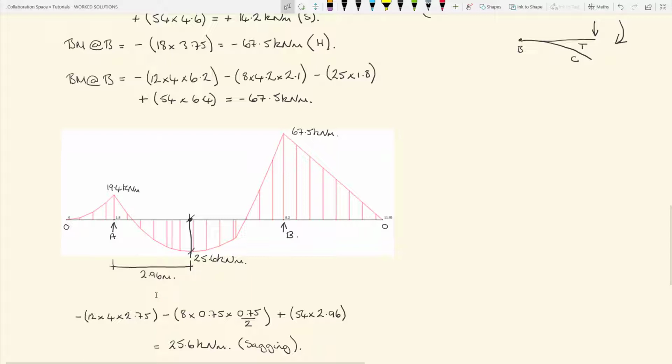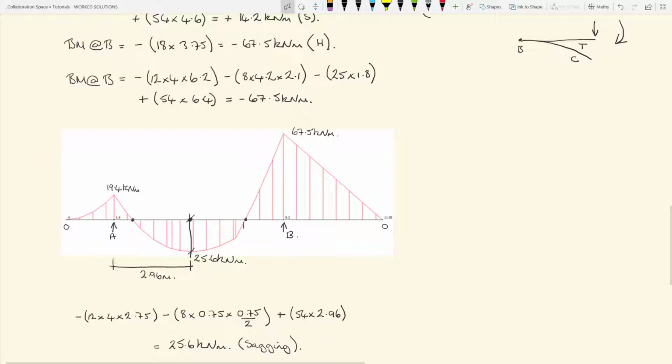Now, the positions of points of contraflexure occur where the bending in the beam to the top or the bottom flanges changes sense. So where it goes from tension to compression, or vice versa, compression to tension. At that point you get a 0 bending moment. So at this point here and this point here we have 0 bending.